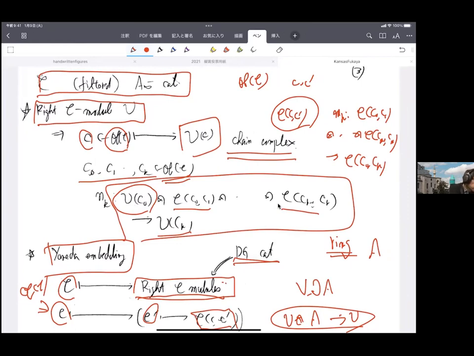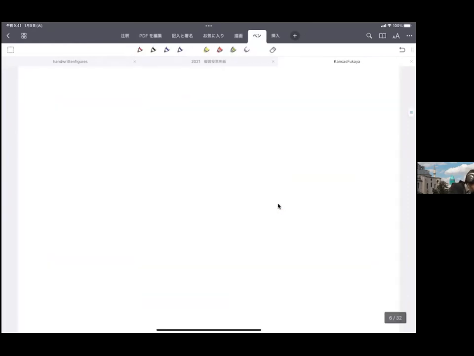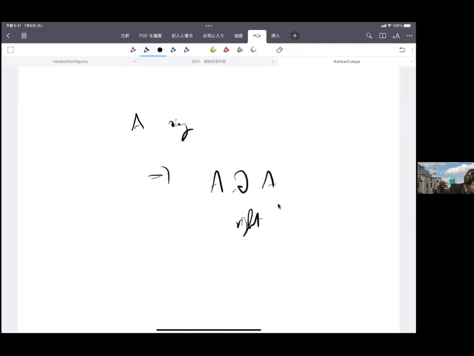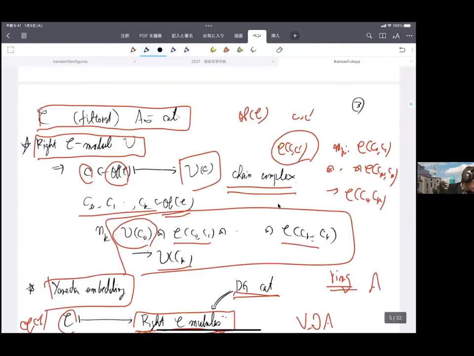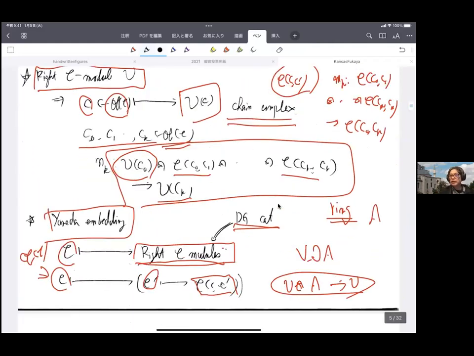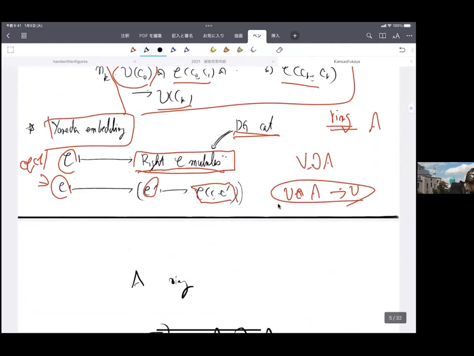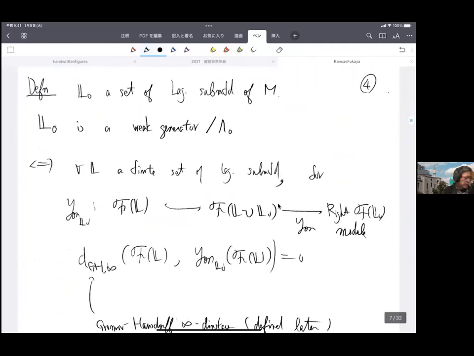So if A is a ring, then A itself is a right A module. This is a very simple, well-known construction in algebra. And this construction of the Yoneda embedding in infinity category is just a kind of category version of these constructions. And the Yoneda lemma says that this is a kind of fully faithful embedding of the category.